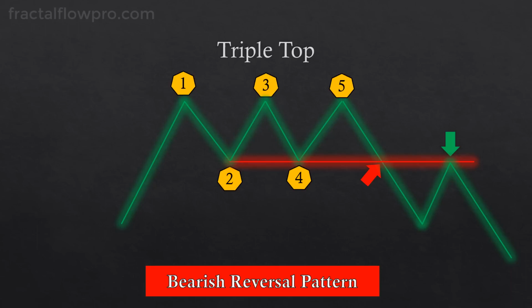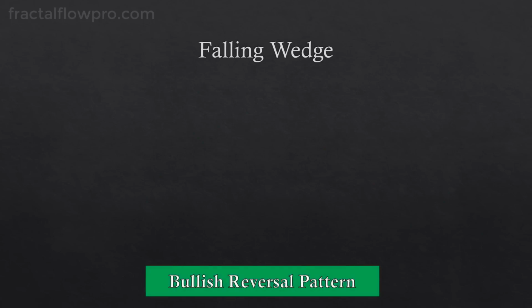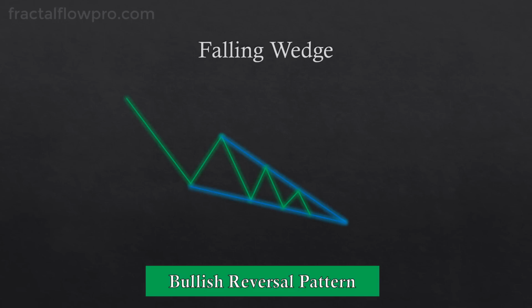The first we'll consider is called falling wedge, which is a bullish reversal pattern, meaning that price will be going down, and then a falling wedge will appear to signal a reversal to the upside. The wedge is a series of contracting price movements. If we connect the highs and lows, we'll observe that the two lines tend to converge to each other.